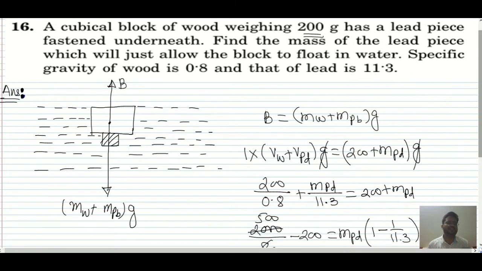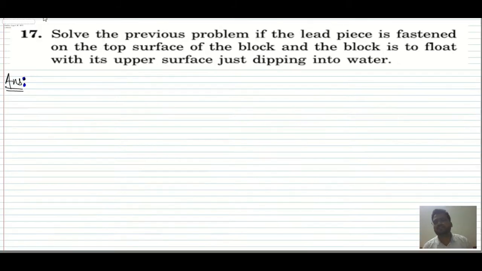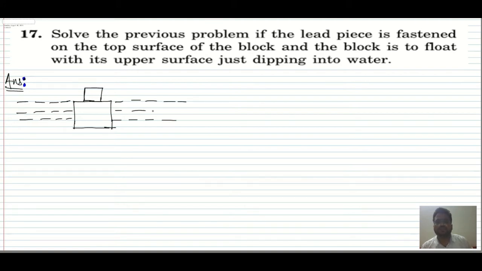Now 17 and 18 are similar type. So as you can see over here, 17th problem: solve the previous problem if the lead piece is fastened on the top surface of the block and the block is to float with its upper surface just dipping into the water. मतलब अभी हमने क्या किया है, ये जो वुड है उसके अपर पार्ट में इसको फास्टन किया है, इसको बांधा है. ठीक है ना. तो एंड इनसाइड वाटर ये है, इनसाइड वाटर. ठीक है, तो ये हो गया इनसाइड वाटर.